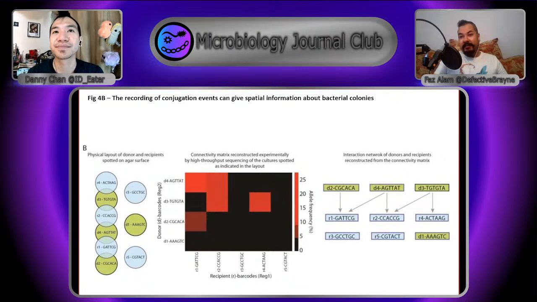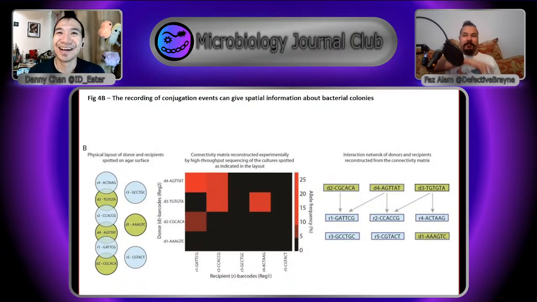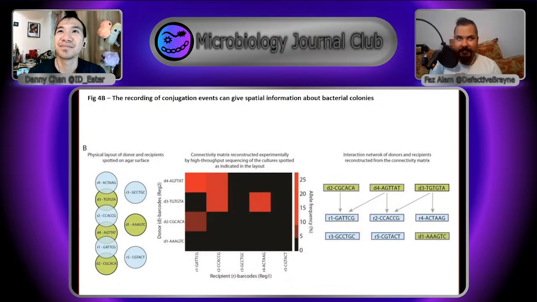Now they've got a line of different colonies with different barcodes, and then they plug them through the sequencer, and you've got this co-occurrence matrix. In red is where conjugation events have happened quite frequently, and black is where there have been no conjugation events. Based on this, they can try to deduce the spatial locations of each colony.